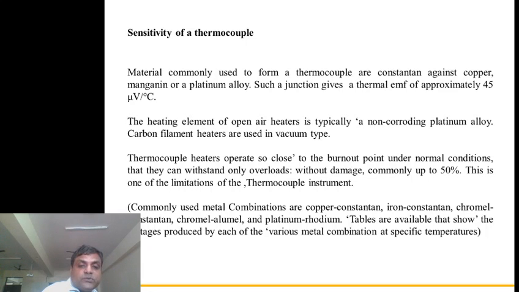Thermocouple heaters operate so close to the burnout point under normal conditions that they can sustain only small overloads without damage, commonly up to 50%. This is one of the limitations of thermocouple instruments, because they are not able to withstand overload. Commonly used metal combinations are copper constantan, iron constantan, chromel constantan, and so on.